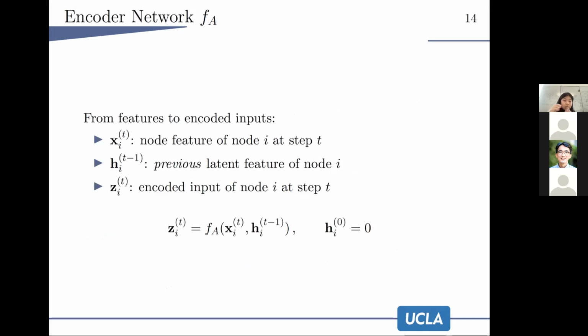And something more on the encoder network f_A. It basically takes in the node features of node i at step t and the previous latent feature of node i. If it is the first step and we do not have a previous latent feature, then it is set to be all 0. The output is an encoded input of node i at step t.